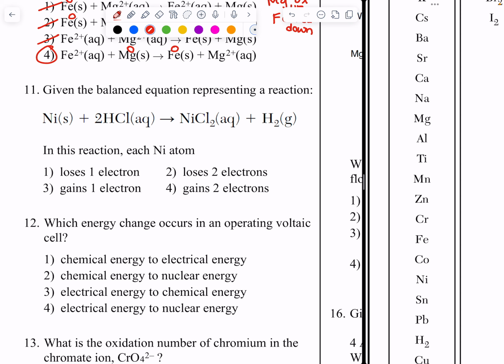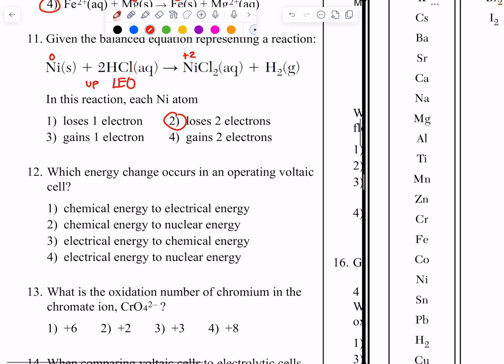Question 11, given the balanced equation, in this reaction, each Ni atom does what? To determine that, I look at oxidation numbers. Nickel has a charge of 0 here. It's a free element, but in this compound, it has a charge of +2. So what happened to it? It went up, Leo. So it was losing electrons, oxidized. How many electrons did it lose? Well, it has a charge of +2, so it must have lost 2 electrons.